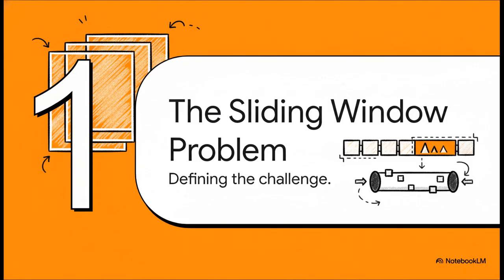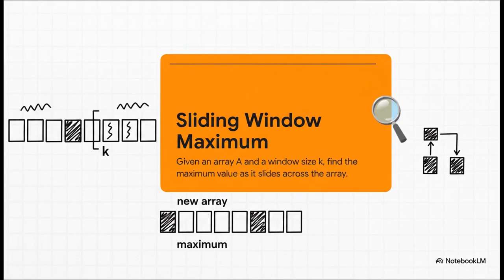All right, first things first. Let's get on the same page and really break down what the sliding window problem is all about. So the goal is pretty straightforward. We need to create a new array, and each element in that new array is going to be the maximum from a corresponding slice of the original. Simple enough to say, but making it efficient, well, that's where the magic is.